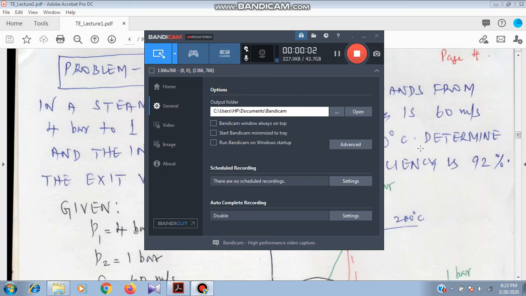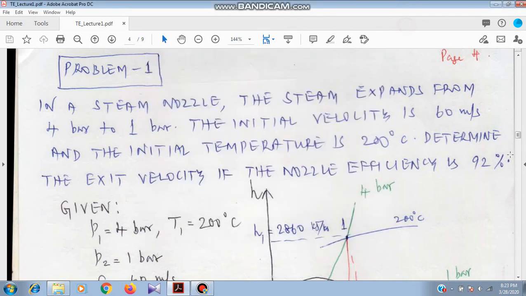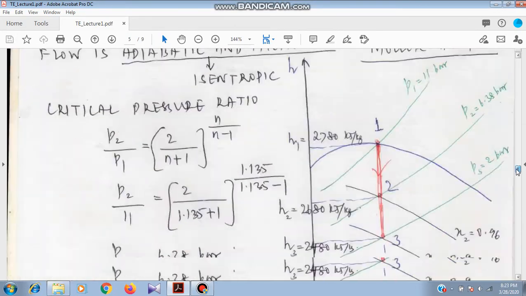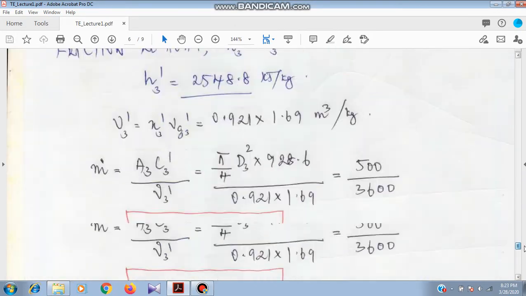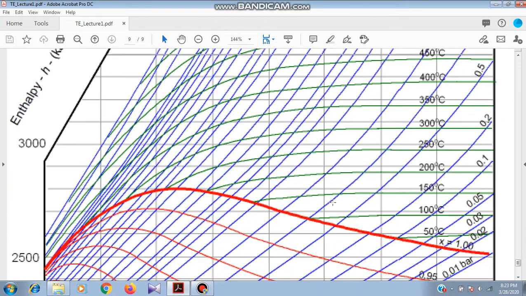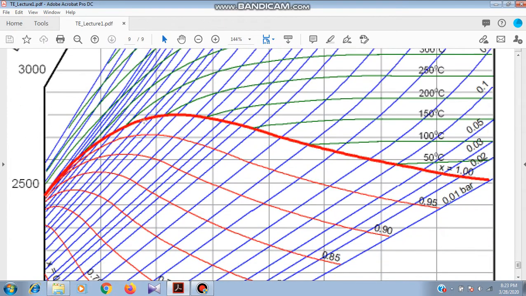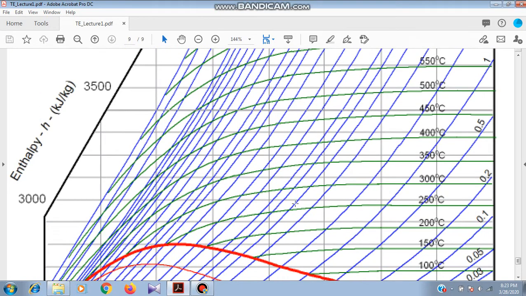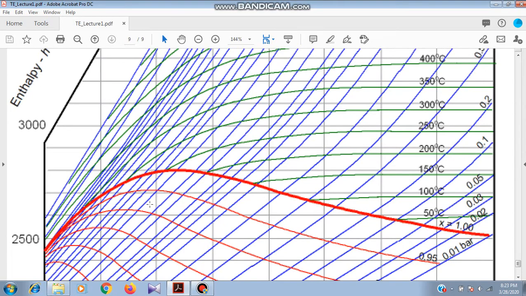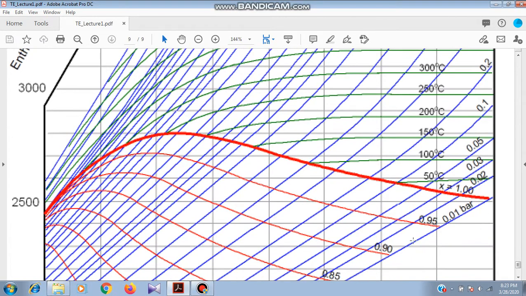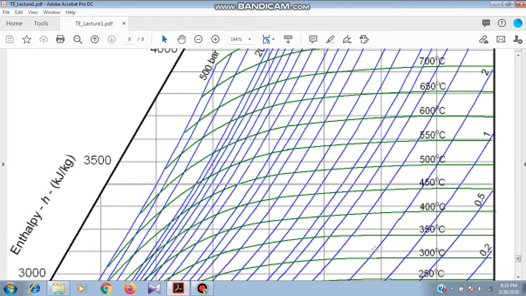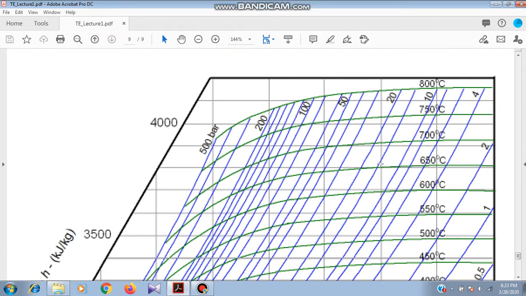Before doing the problem, we shall just see a Mollier chart. This curve is the saturation curve. So this region is the wet region, and the region above is the superheated region. And you see the dryness fraction lines, dryness fraction 0.9, 0.95, etc. The pressure lines move to the top.